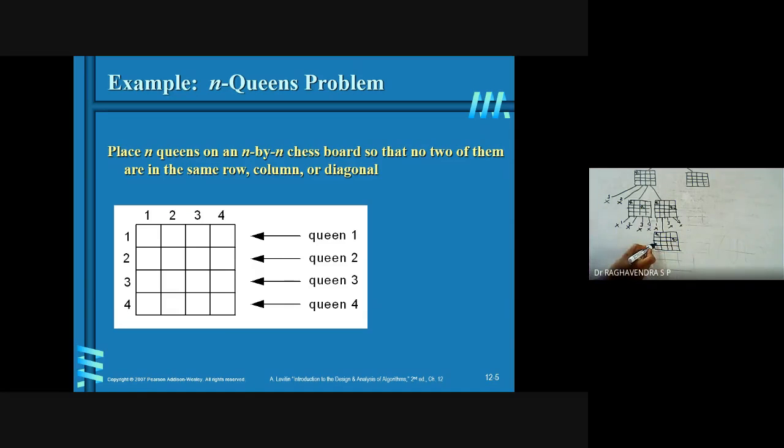Now I cannot insert Queen 3 here because there is a column-wise clash. Then can I insert Q3 here? Definitely I can insert. Next, 1 is not possible. 2 I have already inserted. 3 is not possible because there is a diagonal clash. 4 is a column-wise clash. So from here onwards I can prune. But what happens? The fourth queen I cannot place here, because of a column-wise clash, diagonal clash, column-wise clash. So definitely we have not reached the solution.